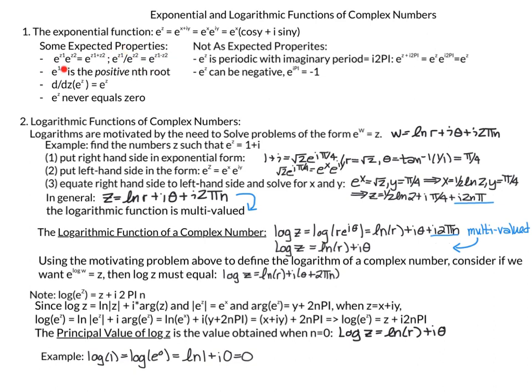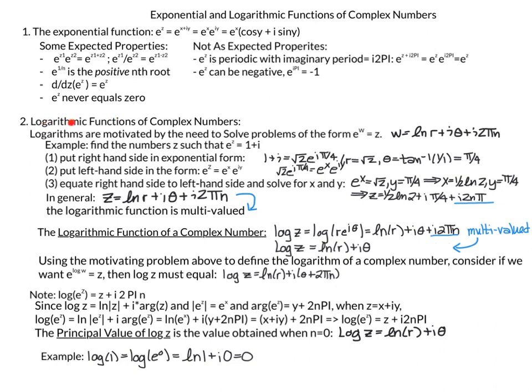We also looked at e to the 1 over n and pointed out that for a complex number, this is the positive nth root. If we were doing real numbers, we could have positive and negative roots, but for complex, we only look at the positive nth root. The derivative of e to the z is equal to e to the z, which is nice, and also e to the z never equals 0. Some properties that are not as expected: e to the z is periodic with the imaginary period of i 2 pi. We derived this and the outline of the derivation is here. We also noted that e to the z can be negative, and our example was e to the i pi is equal to negative 1.